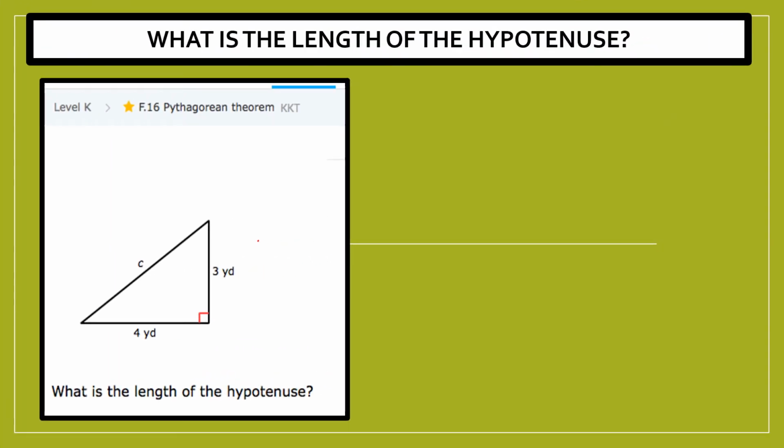This problem asks us the question, what is the length of the hypotenuse? We see that this is a right triangle because the square box in the corner indicates that the triangle is a right triangle. We are given that side A is equal to 3 yards and side B is equal to 4 yards. And we can see that the hypotenuse C is the longest side.